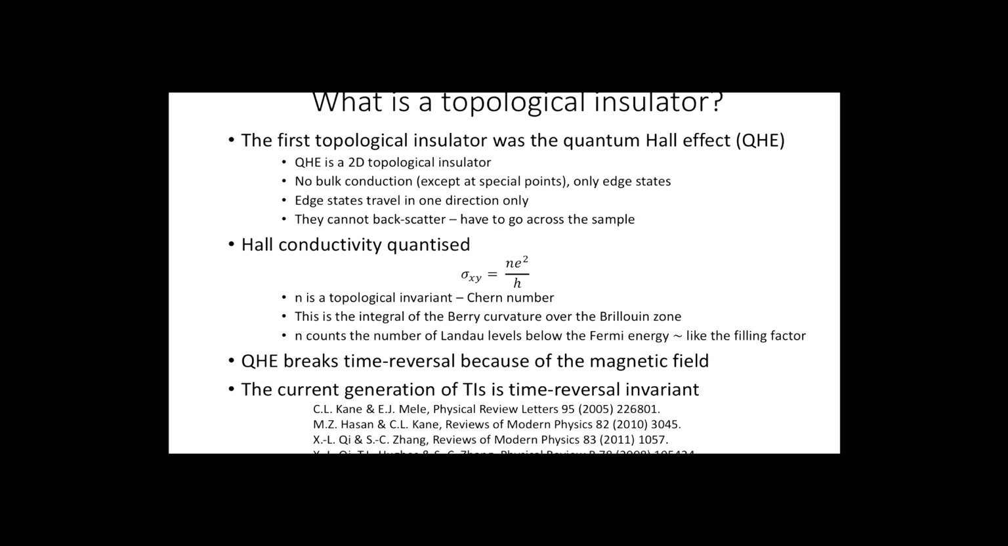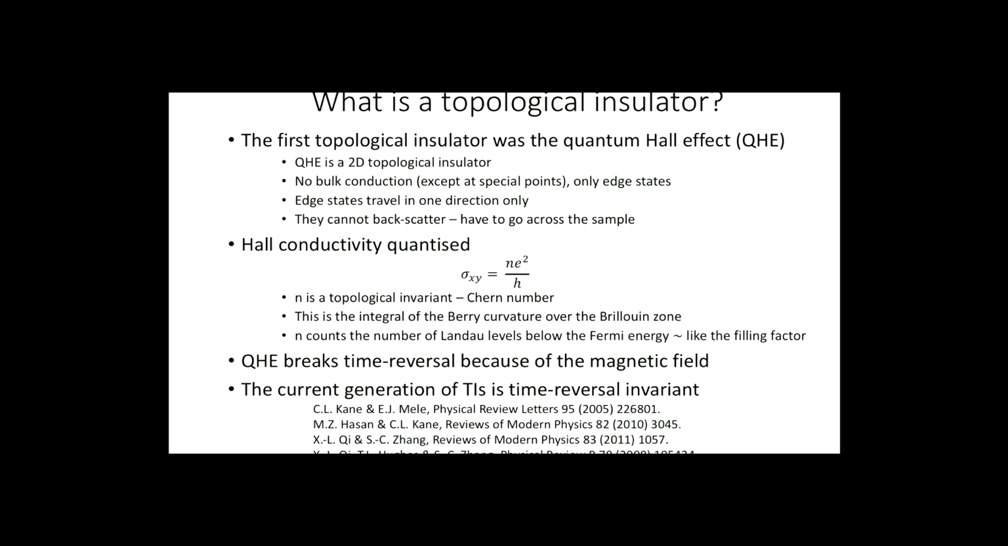And the Chern number is nothing but the Berry curvature that we talked about, integrated over the entire Brillouin zone. So you can prove that that is equal to an integer. And in physical terms, you turn on a magnetic field, you have Landau levels, you also have a Fermi energy, which tells you how high up in energy you can be, and this N just counts the number of Landau levels underneath the Fermi energy.